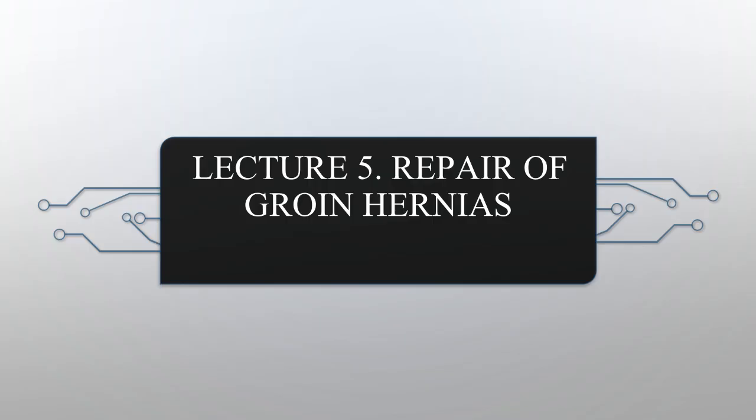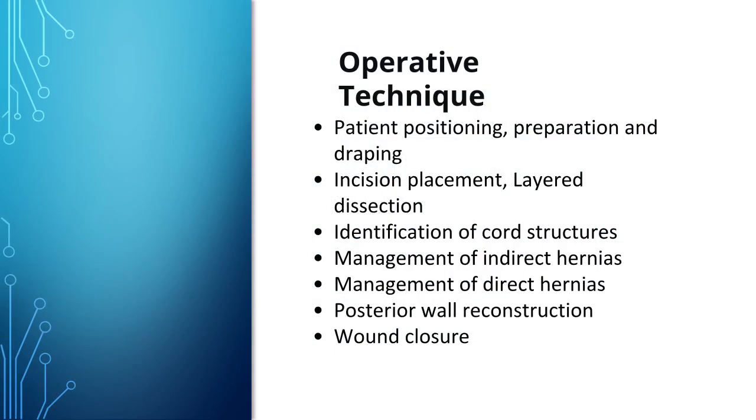The goal is to provide you with the techniques you will practice in the skills lab and then continue with in the operating room. Remember and review the anatomy of the inguinal canal. Operative technique involves attention to detail, including patient positioning, anesthesia, incision placement, and dissection of the layers. The cord structures need to be identified, and indirect and direct hernias diagnosed and managed. The posterior wall is closed, and then the wound is closed.